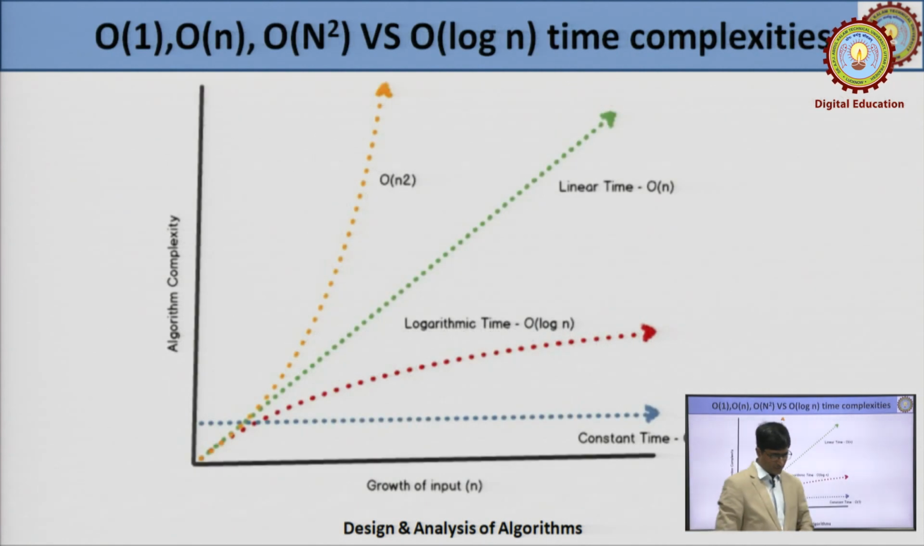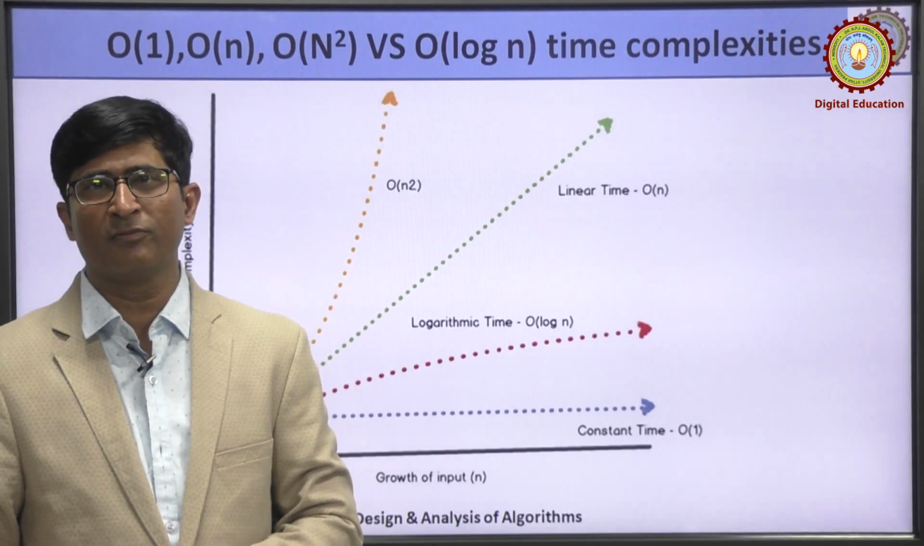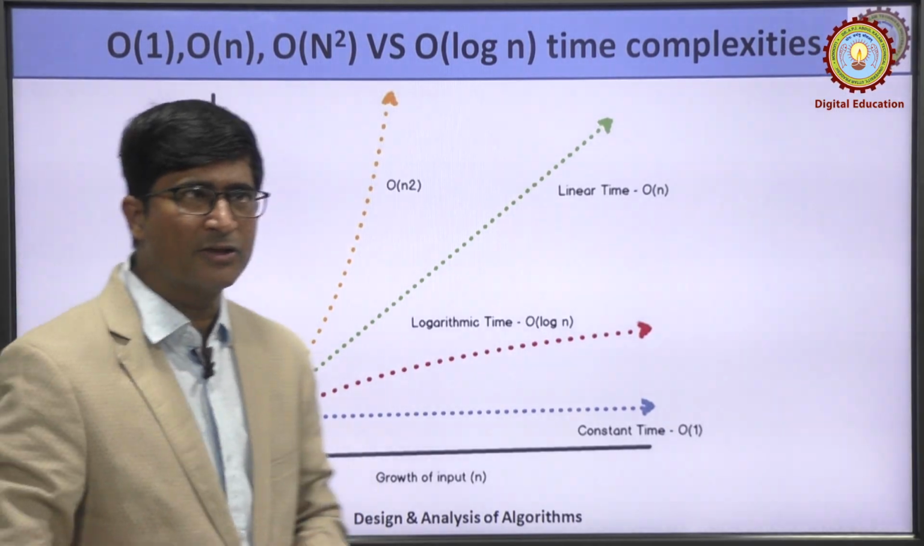Now, by looking at this particular graph, you can get an understanding of how the various time complexities grow with respect to the input size. At least you should have an idea of how the various complexities are plotted with respect to increasing values of n. This is just for your additional information.